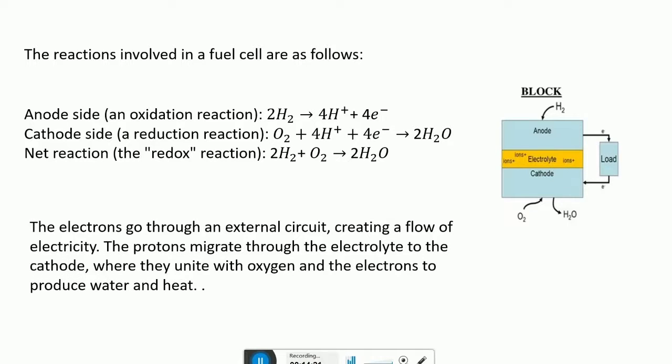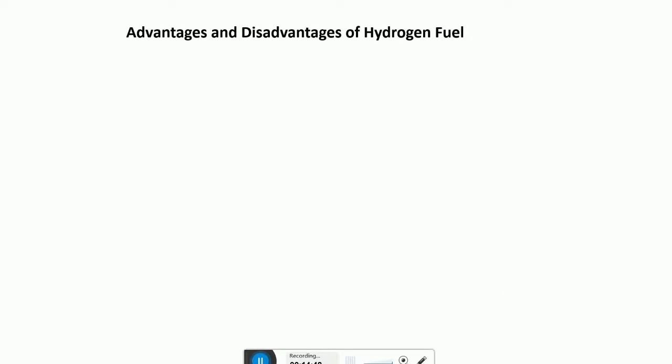So the electrons go through an external circuit, creating a flow of electricity. The protons migrate through the electrolyte to the cathode, where they unite with oxygen and the electrons to produce water and heat. Then advantages and disadvantages of the hydrogen fuel cell.